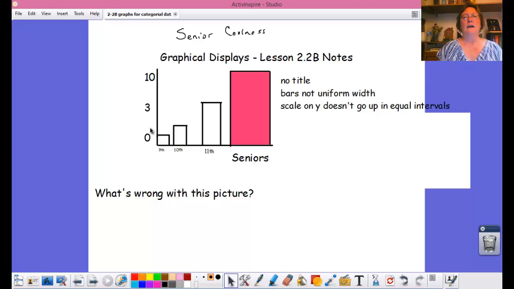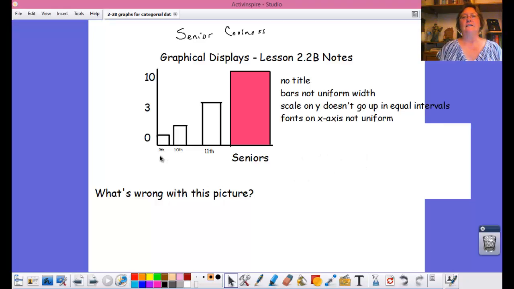The scale on the y-axis is not going up in equal steps, and folks, this is a common flaw that graphs have. If you read the scale, it's telling you that juniors should only be a third as cool as seniors, and yet their bar is way more than a third high, right? That scale needs to go up in equal increments.